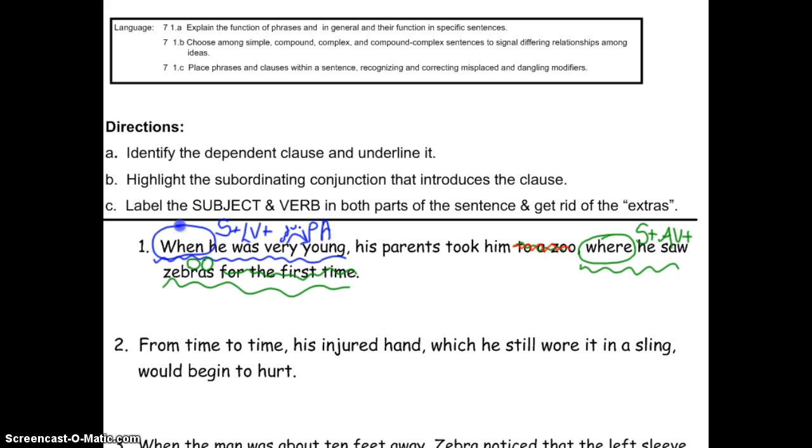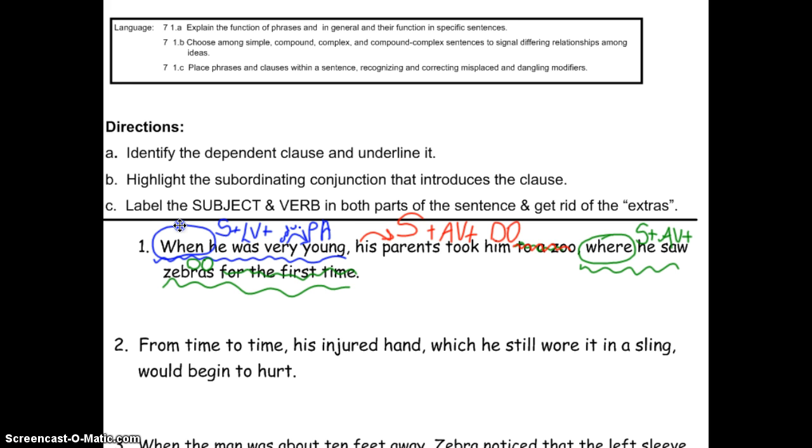What's the subject in there, Luke? What's a his? Parents. His and her are not going to be subjects. They're modifiers, right? Whose parents? His parents. What did the parents do, Luke? Action or linking? Action. Took. Took whom or what? What job is him doing then? Direct object.